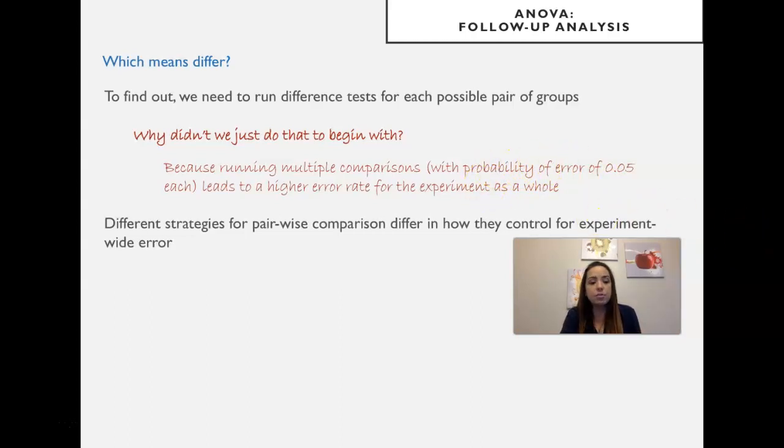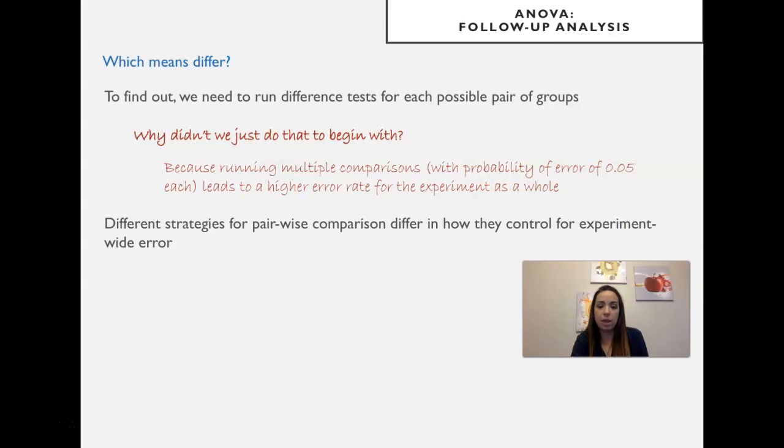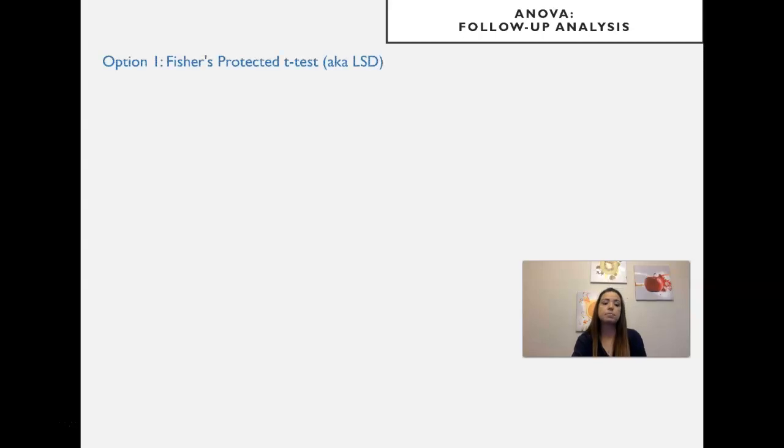So there are different strategies for pairwise comparison that differ in how they control for experiment-wide error. The first option, well, maybe we should stop here and come back in the next video and explore all of the options, rather than cram them all into one video. That makes sense. It's a good time for a break. So we'll take a break and then we come back and we will address the step-by-step of the follow-up analysis. See you then. Bye-bye.